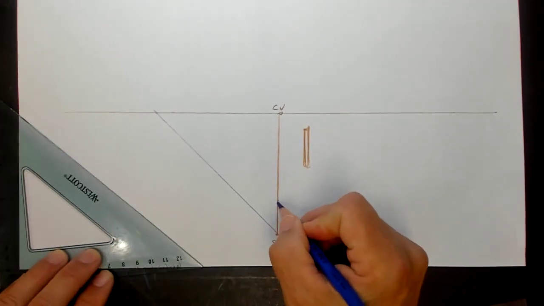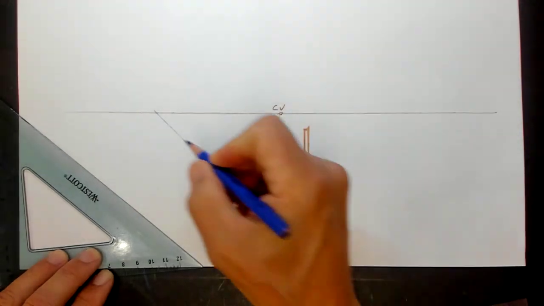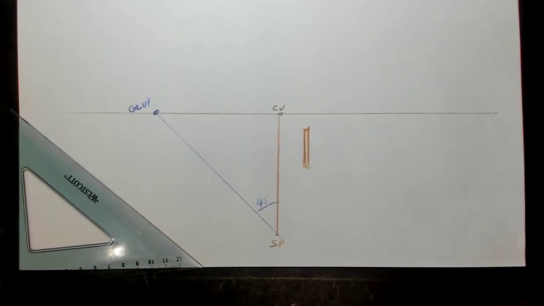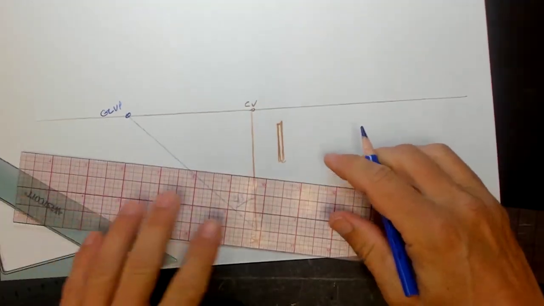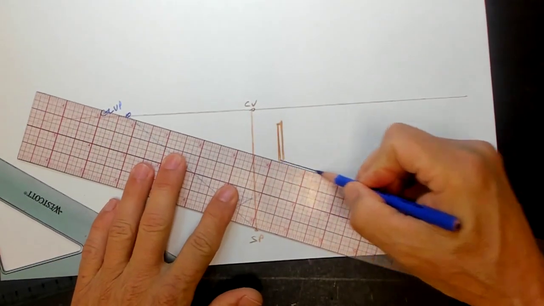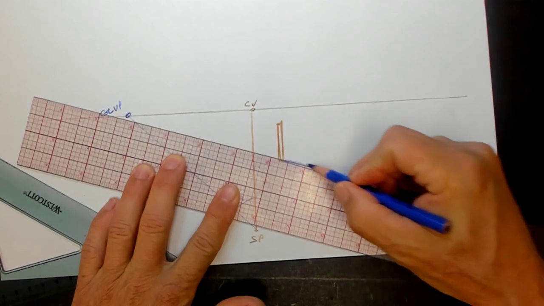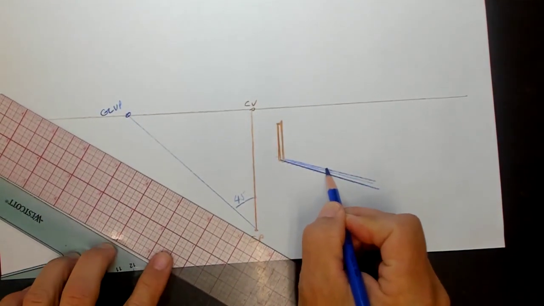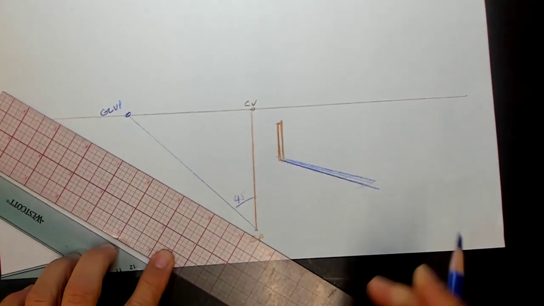45 degrees to the left. So this will be my ground line vanishing point. The shadow is heading this way. Now I want to put the sun at a specific degree into the sky.